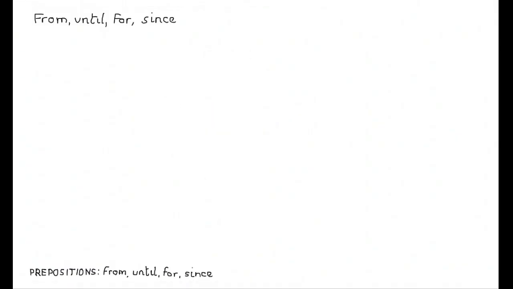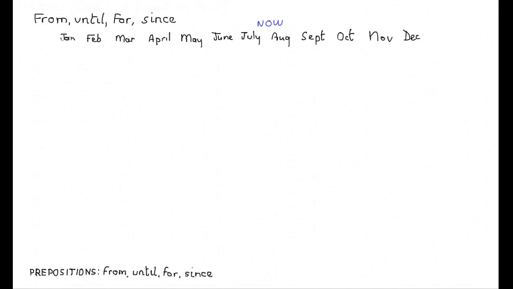So we'll start off with a timeline. This timeline covers a whole year. It goes from January, February, March, right through until December. And I've chosen to make now around the end of July, more or less. That's now.